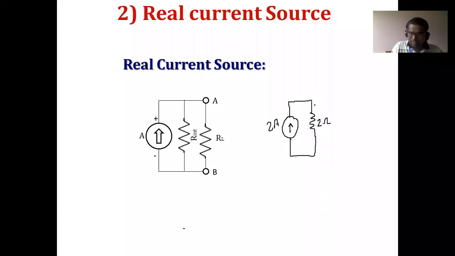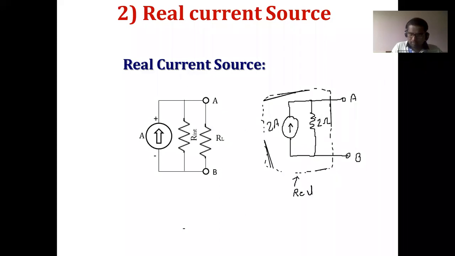These are the current source position A. So this entire diagram we call it a real current source. Now, when I say that one resistance of an ohm is connected in between the point A and B.